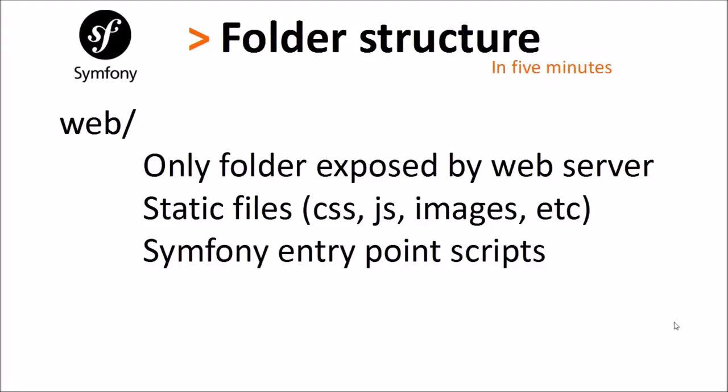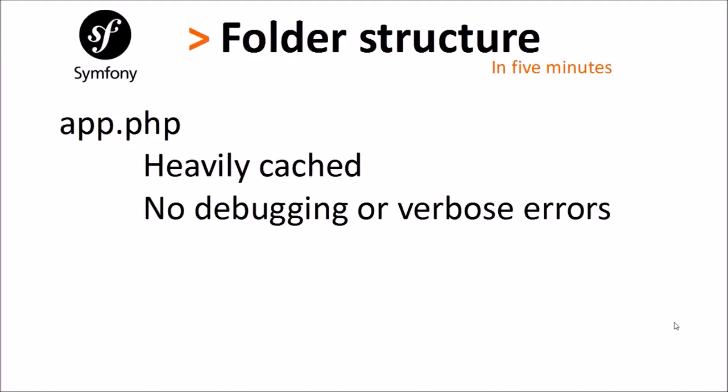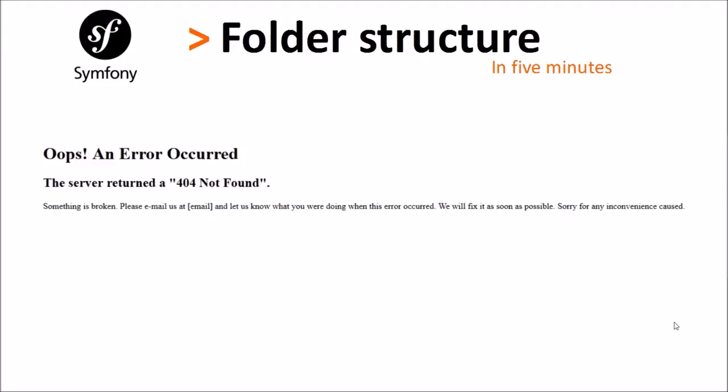Before moving on, let's quickly take a look at these two files. The app.php file is the one that's optimized for production. As such, it's heavily cached and gives you no information about the errors. This is a typical error page you get on a production environment.